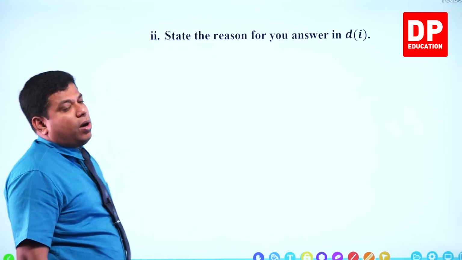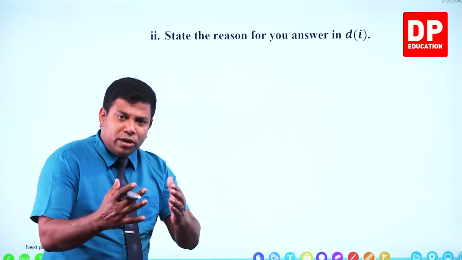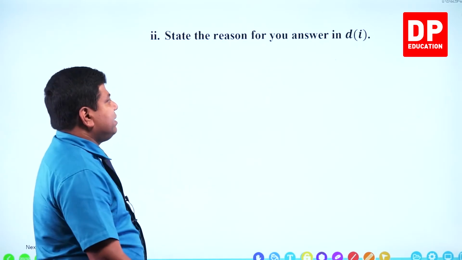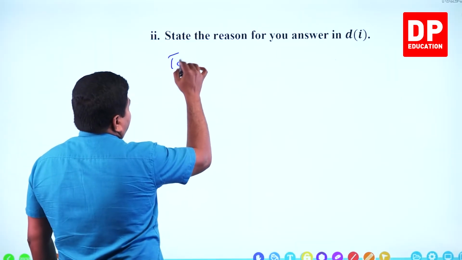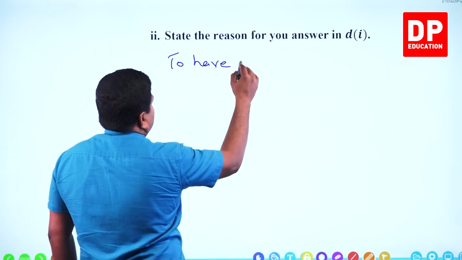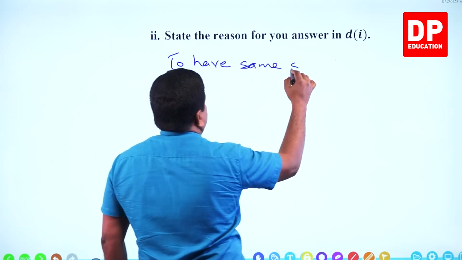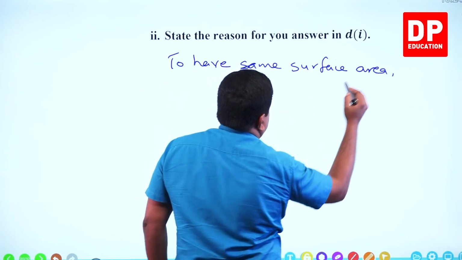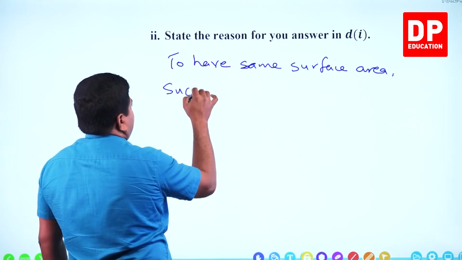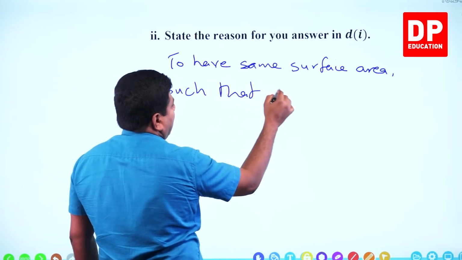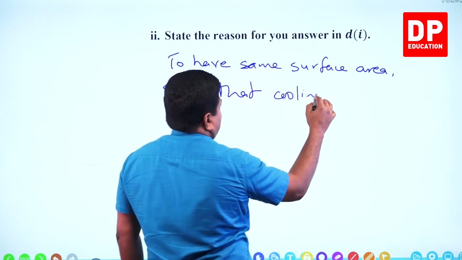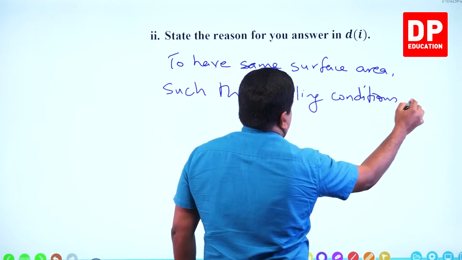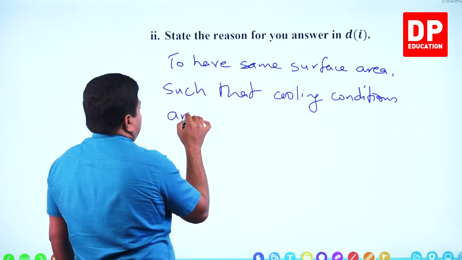State the reason for your answer in D1. Why do we use same quantity? So that surface area is maintained the same. To have same surface area such that cooling conditions are the same.